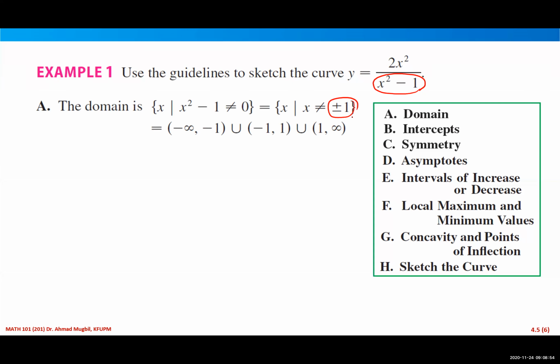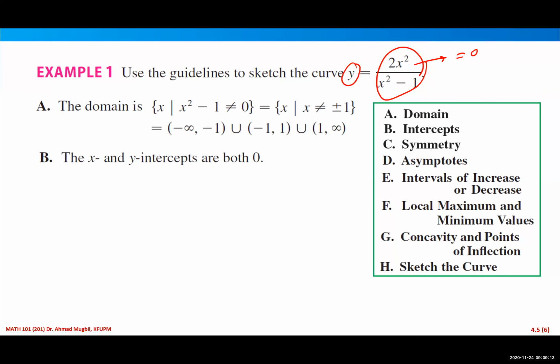The x-intercept and the y-intercept. When x equals 0, what will you have? 0. So the y-intercept is 0. And for the x-intercept, when y equals 0, this equals 0. If this equals 0, it means the numerator is 0. The numerator is 0 when x is 0. So both the x-intercept and the y-intercept are 0. So here it means that the x-intercept is x equals 0 and the y-intercept is y equals 0, which means (0, 0), the origin, is the x-intercept and the y-intercept.